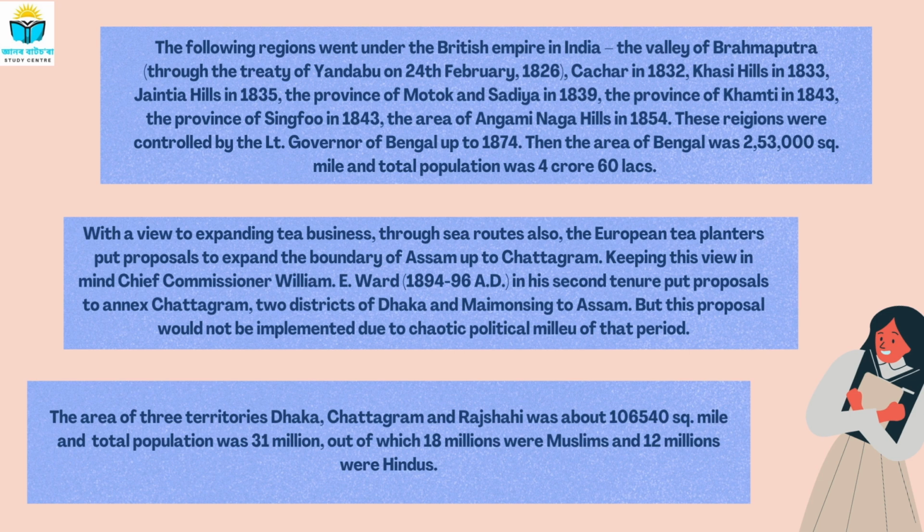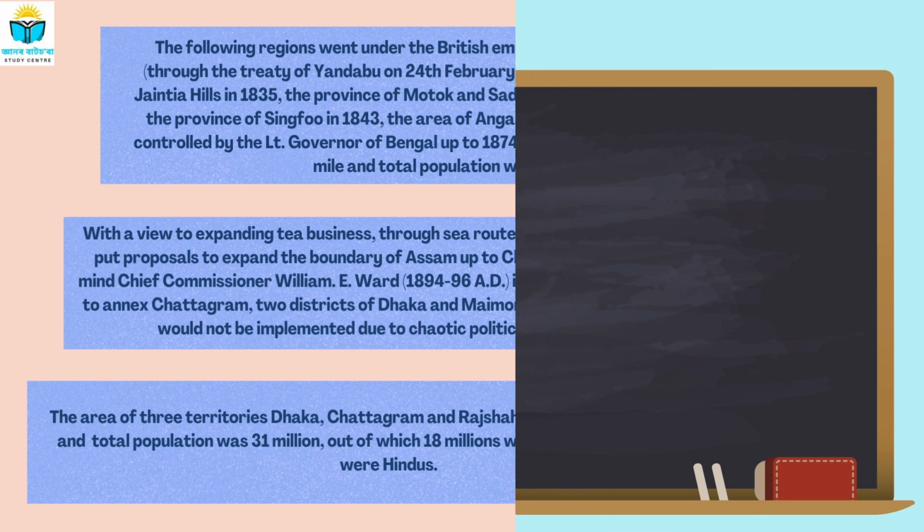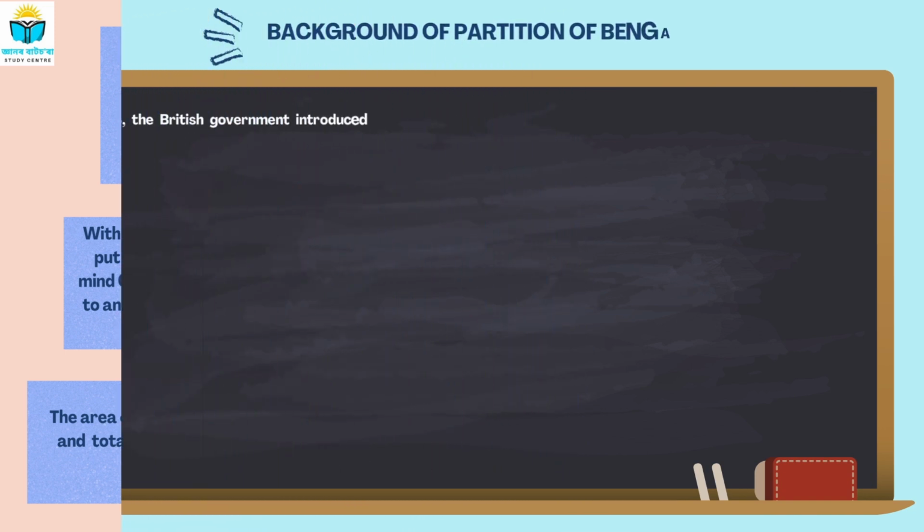The area of three territories, Dhaka, Chattogram, and Rajshahi, was about 106,540 square miles, and total population was 31 million, out of which 18 millions were Muslims and 12 millions were Hindus. Background of the Partition of Bengal.